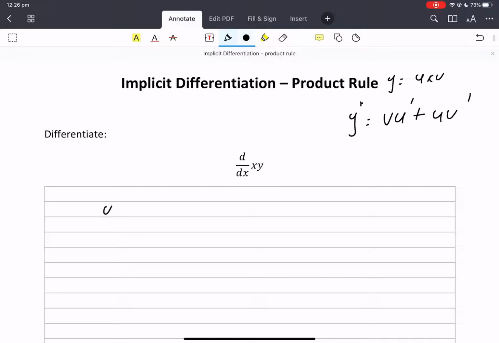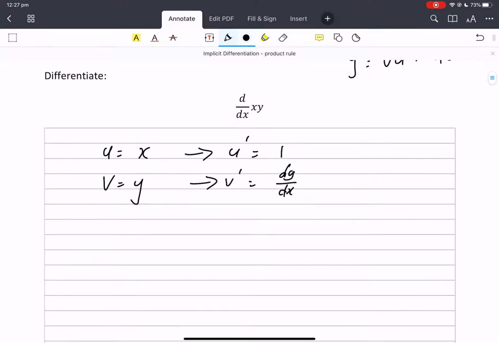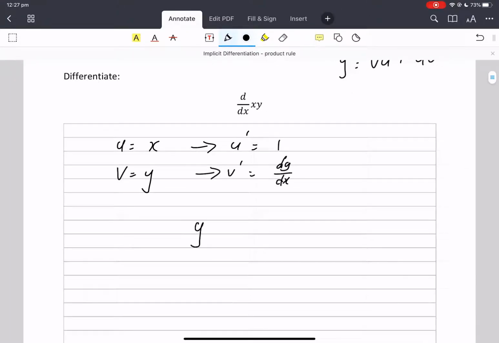So let's just set u equal to x and v equal to y. So we're going to go this way. u dash is 1, v dash. What's the derivative of y with respect to x? dy dx, because it's implicit. Let's just do this rule in our head. So the derivative with respect to x will equal v u dash plus u v dash.